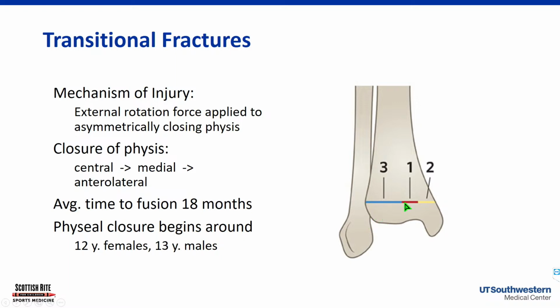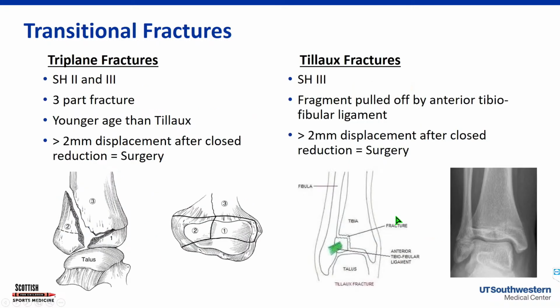It typically starts to close medially, and then it closes laterally. That takes a little bit of time, so in these adolescent kids we'll see two different types of fractures. One is known as a triplane fracture, and one is known as a Tillaux fracture. The triplane involves three planes. It comes through this way, it comes through here, and it comes through there. We'll show you some imaging of that in a second. It's a combination of a Salter-Harris 2 and a Salter-Harris 3 coming through the growth plate. This is a little bit younger in terms of the closure pattern than the Tillaux fractures.